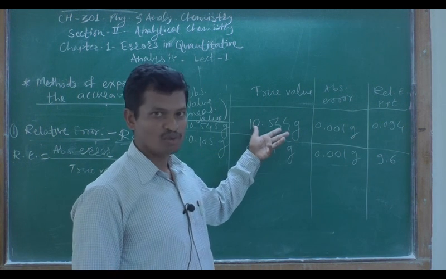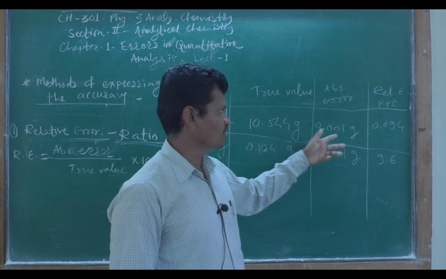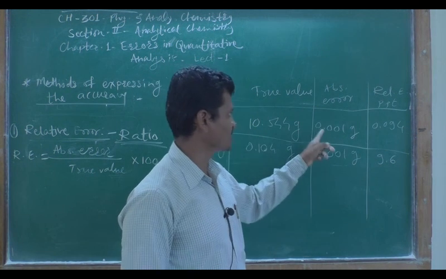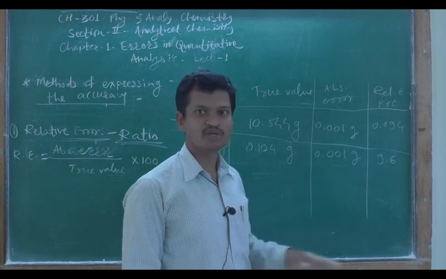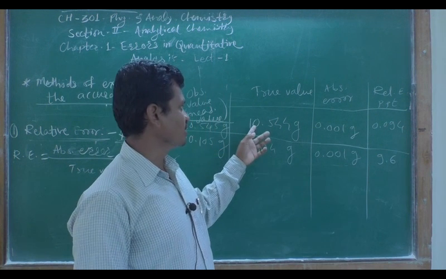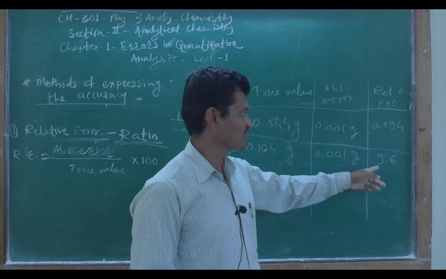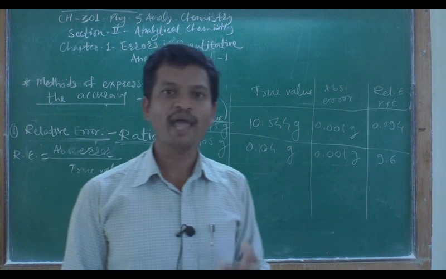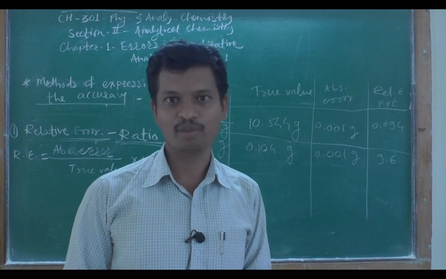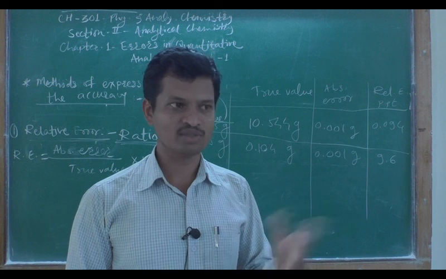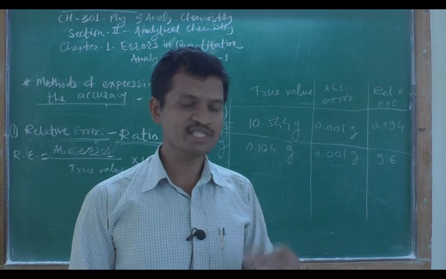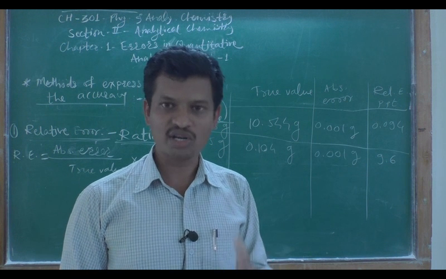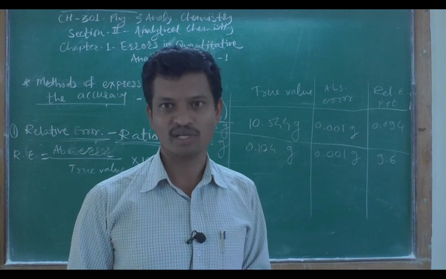This is a larger value, so that's why the relative error is very small in this case, because the absolute error is 0.001. In both cases the absolute error is the same, but here the relative error is very small as compared to 9.6. So from this we can say why absolute error has less significance as compared to relative error. This is the main difference, and the need for expressing accuracy as relative error instead of absolute error.